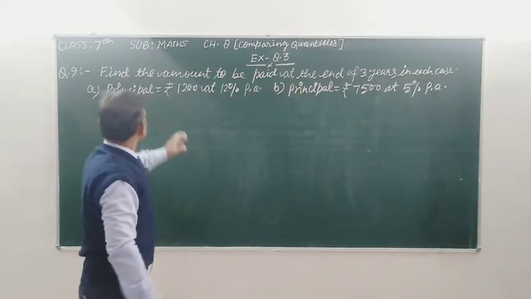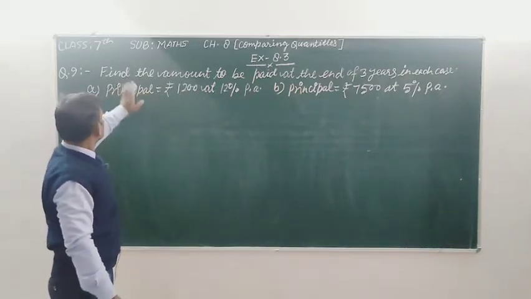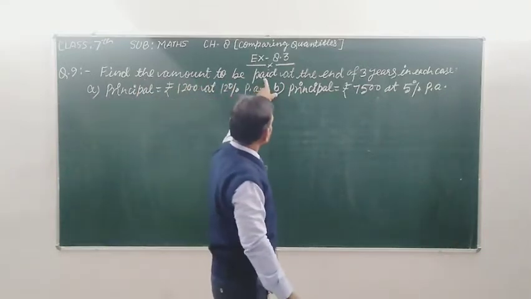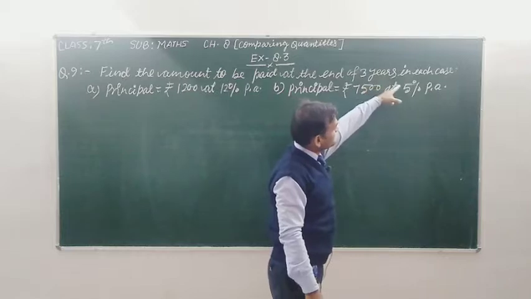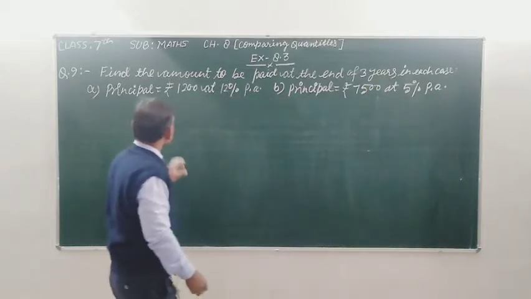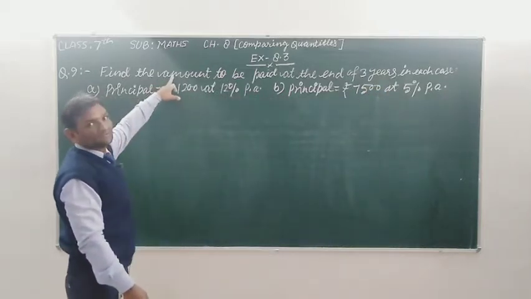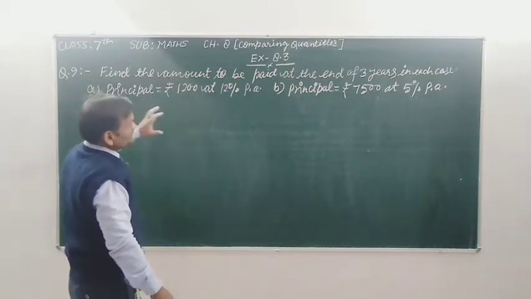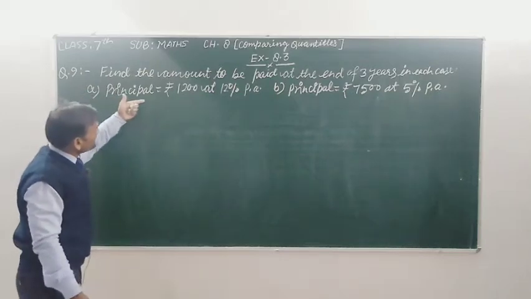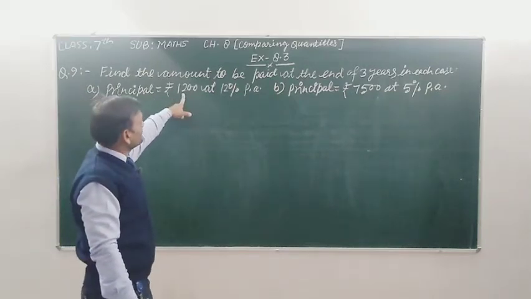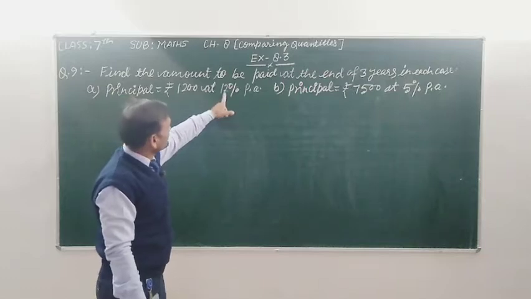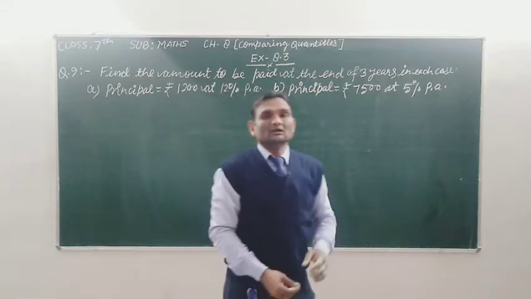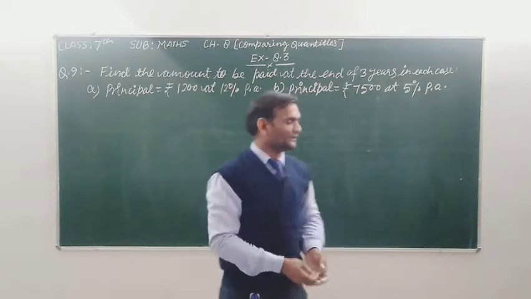So firstly, try to understand the meaning of the question, student. Find the amount to be paid at the end of 3 years in each case. It means we need to find out the amount, and the condition is given, principal is rupees 1200 and rate is equal to 12% per annum. Per annum means annual.